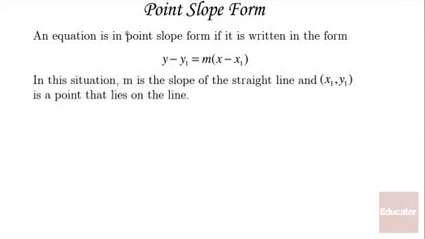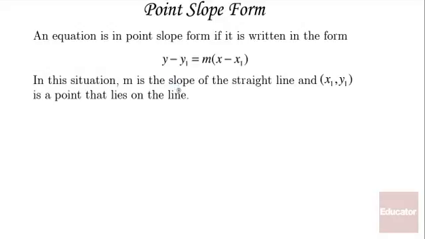An equation is in point-slope form if it's written as y minus y1 equals m times x minus x1. If you look at this, it probably will remind you of the slope equation. This is actually a form of that equation. It's derived from that equation, and this is the point-slope form.